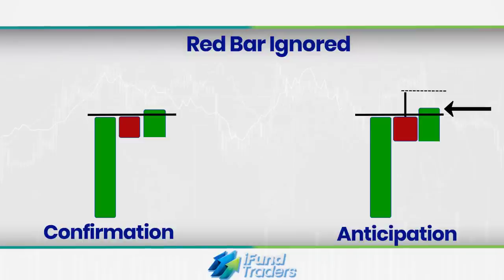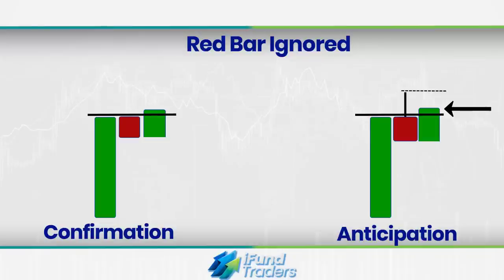You guys got it? You don't need to do the tail. If the red bar has a little tail up there, you can do the body before it takes out the high, which is the tail. That's the anticipation version. So when there's a tail, you can do the anticipation version.